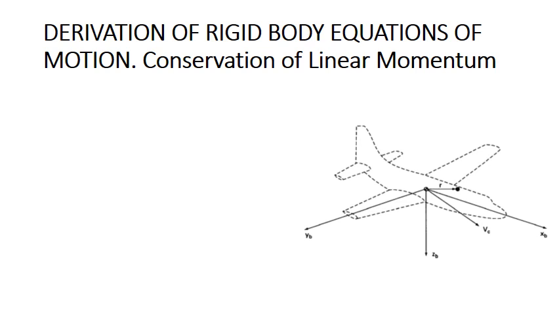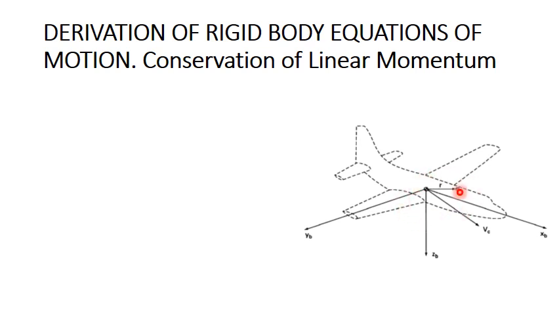Now, we will derive the rigid body equations of motion through the conservation of linear momentum, then the conservation of angular momentum, starting with the conservation of linear momentum first. As agreed before, the rigid body equations of motion are obtained from Newton's second law, which states that the summation of all external forces acting on a body is equal to the time rate of change of the linear momentum of that body. Consider the airplane shown in this figure.